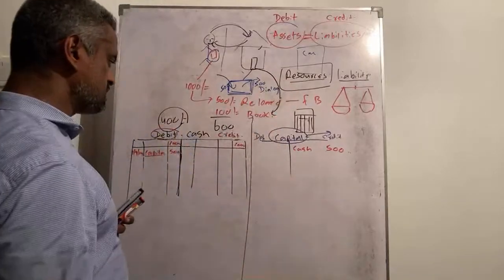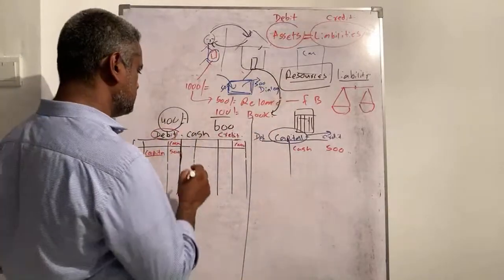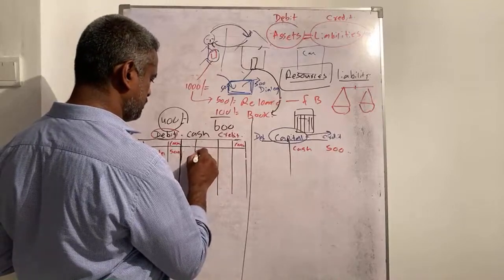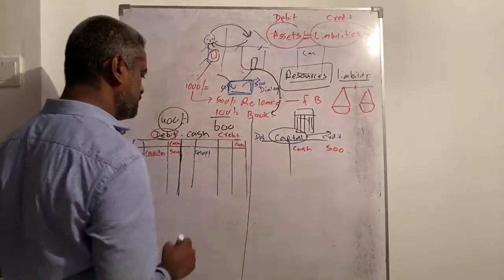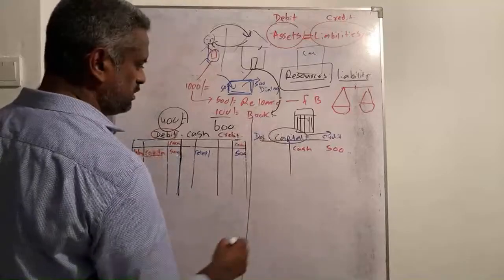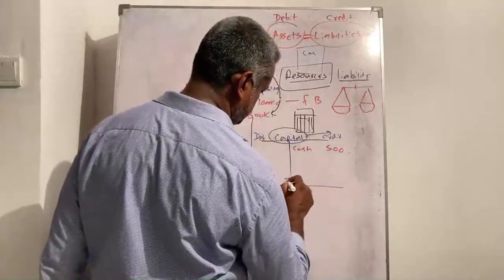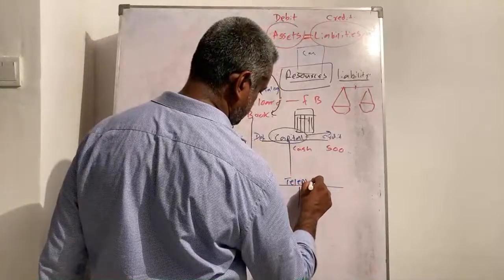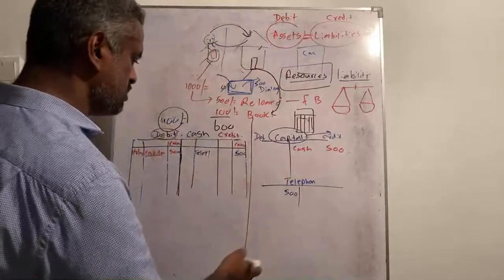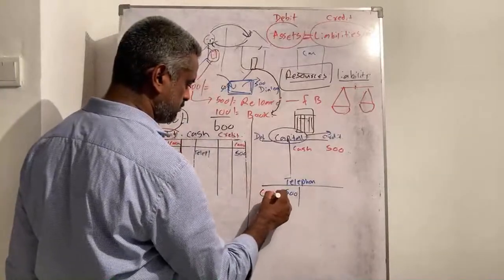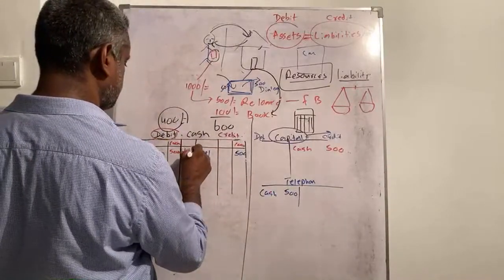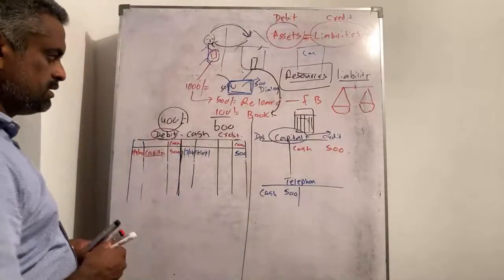Then that transaction also will be recorded like this. 500, let's say communication or telephone. Telephone account or communication account debit 500, and credit 500. We will change the names and all. Here cash and here telephone, right? Okay, same day, let's say July 1st.